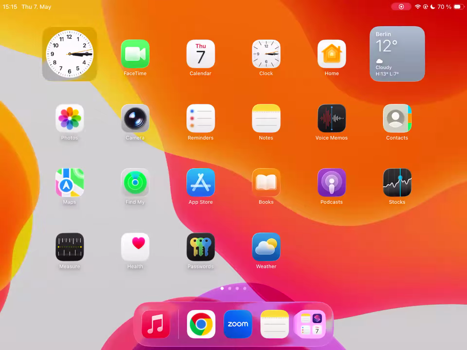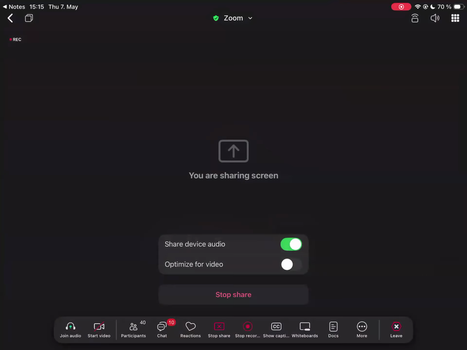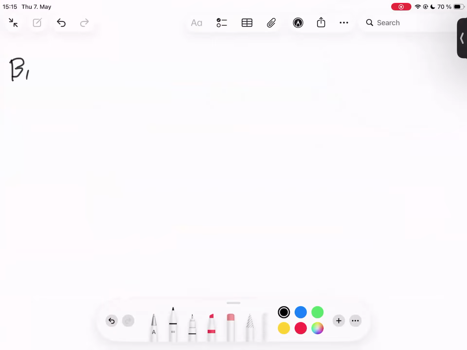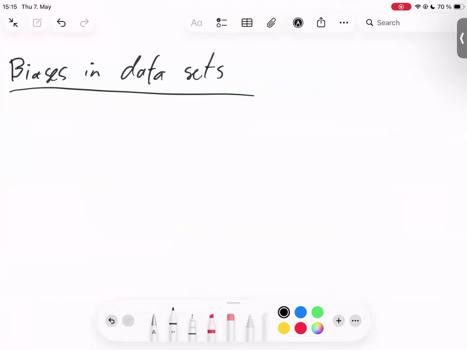So I'm just opening my iPad. And there we go. Biases in data sets. And we'll look at the class imbalance.